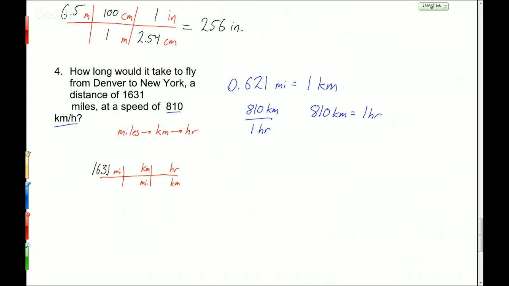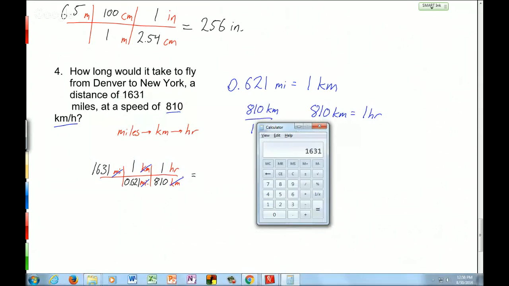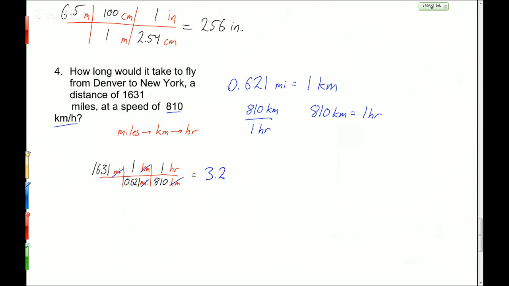So 1631 is miles. Our conversion factor tells us there's 0.621 miles in a kilometer. And then this weird kind of speed conversion factor tells us that there are 810 kilometers in 1 hour. So we can evaluate it like that and say that we cancel miles, cancel kilometers, and end up with hours. So 1631 divided by 0.621 divided by 810 is about 3.24 hours, which is about 3 hours and 15 minutes.